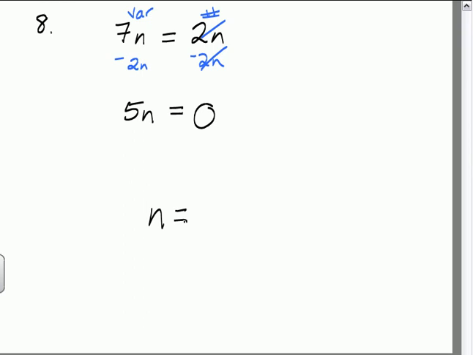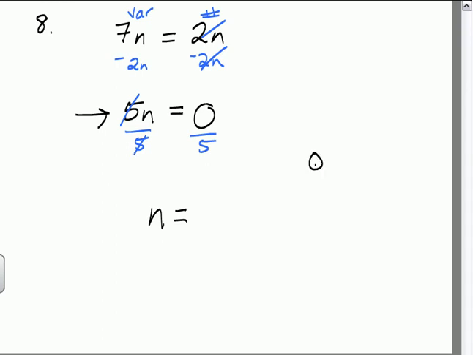Well, let's take a look and see what's happening with n now. We've got that 5 in the way. What's it doing? It's multiplying. So we want to undo that by doing the opposite, and the opposite of multiplying by 5 is divide by 5. You got to do it to both sides. 5 over 5 cancels to 1, so we have 1n.